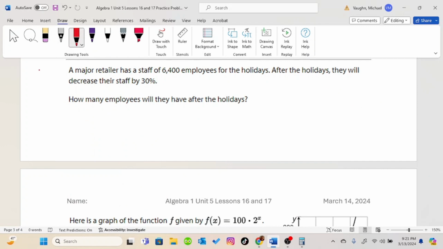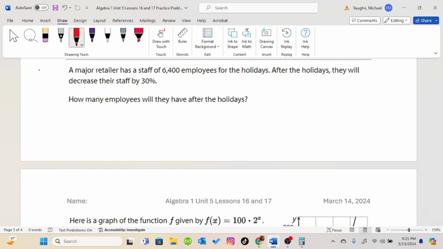A major retailer has a staff of 6,400 employees for the holidays. After the holidays, they will decrease their staff by 30%. How many employees will they have after the holidays?